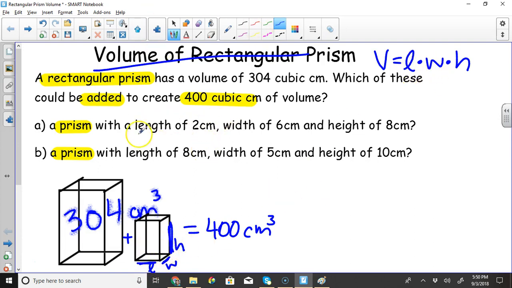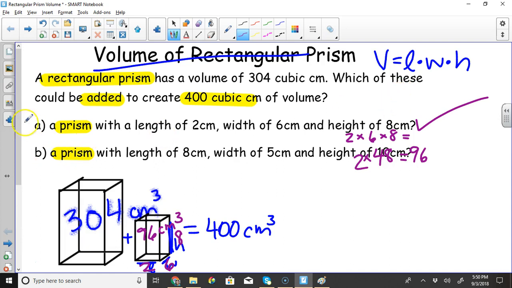All right, so we're given two choices here. A volume with a length of 2, a width of 6, and a height of 8. So when I multiply those three together, 2 times 6 times 8, let's see. I know 6 times 8 is 48, and multiplying that by 2 is 96. So this one is 96 centimeters cubed. So if I add 304 plus 96, do I get 400? I do. So right now, I think the answer is A.